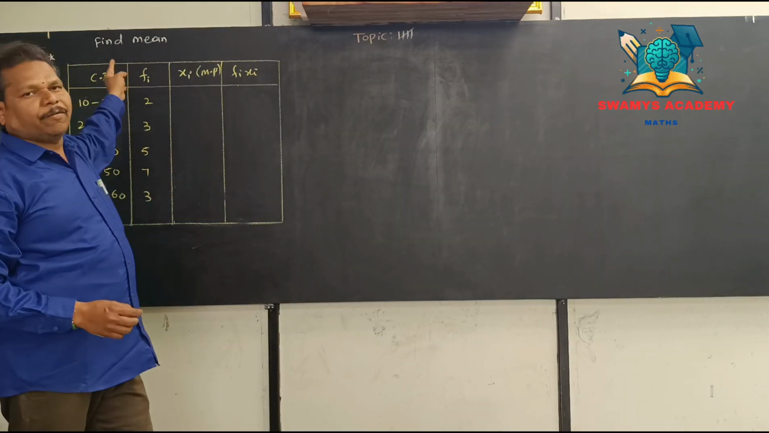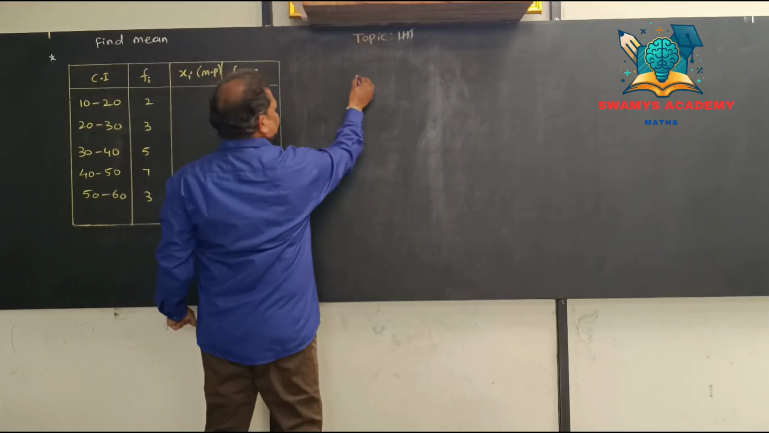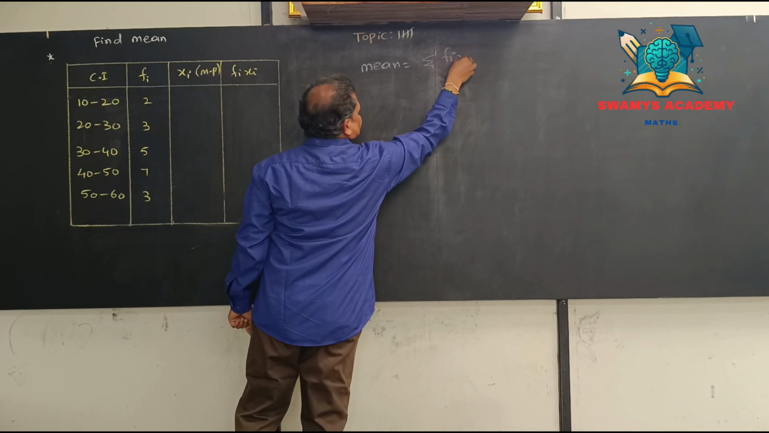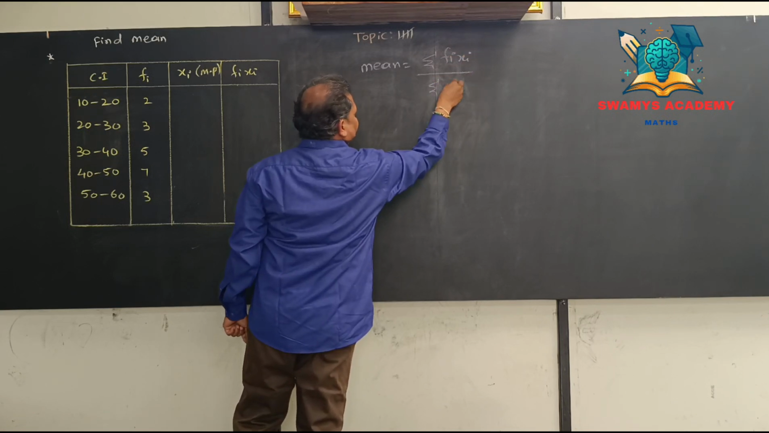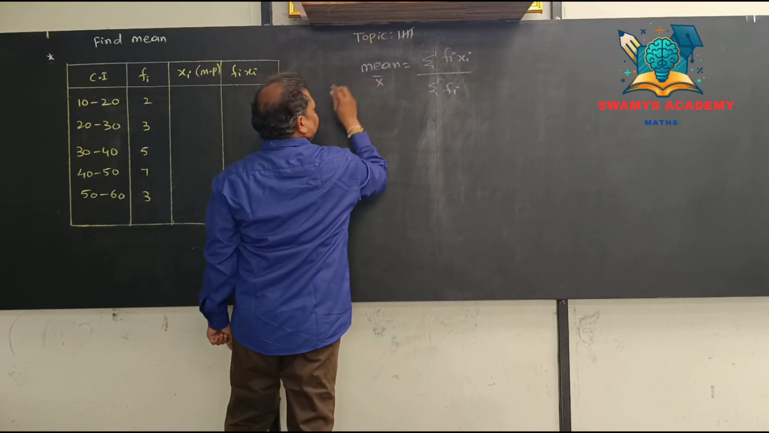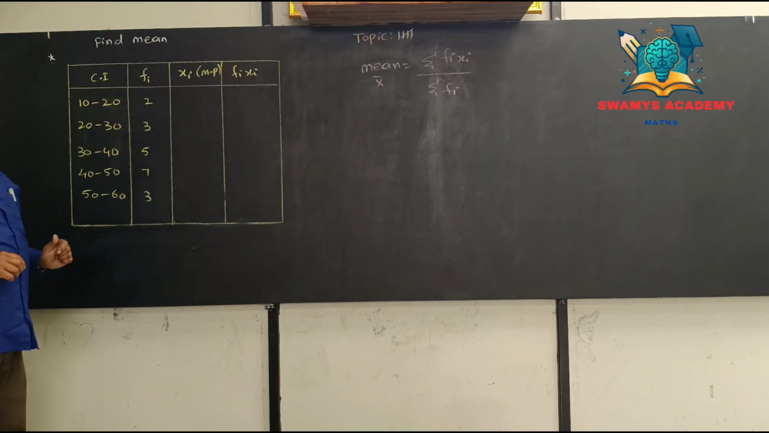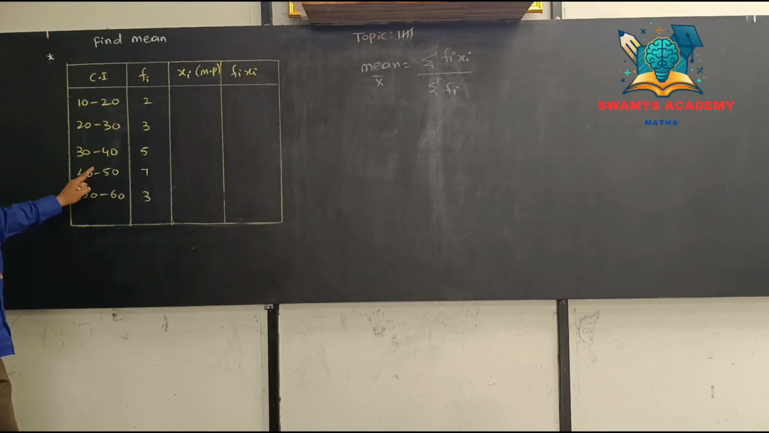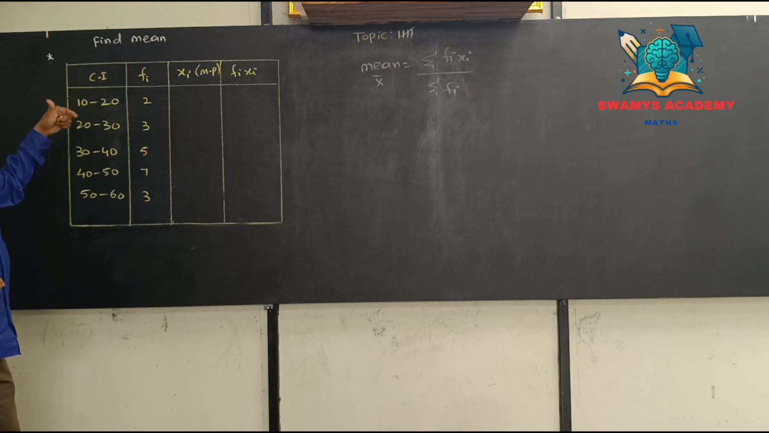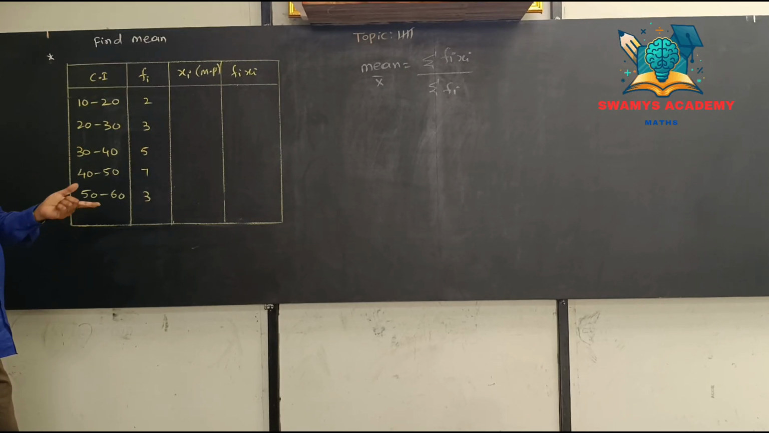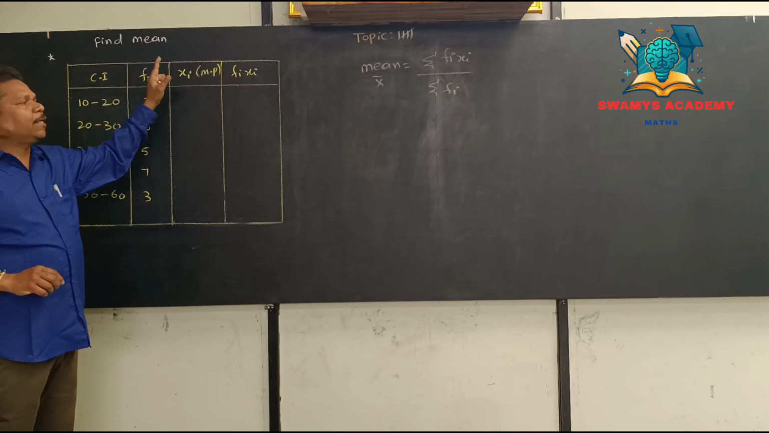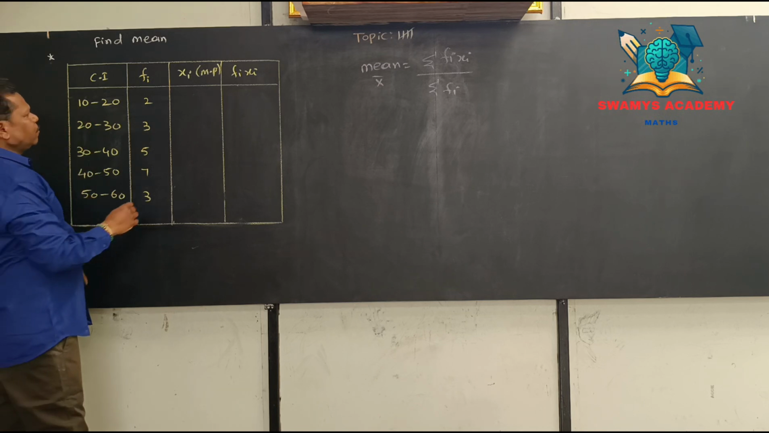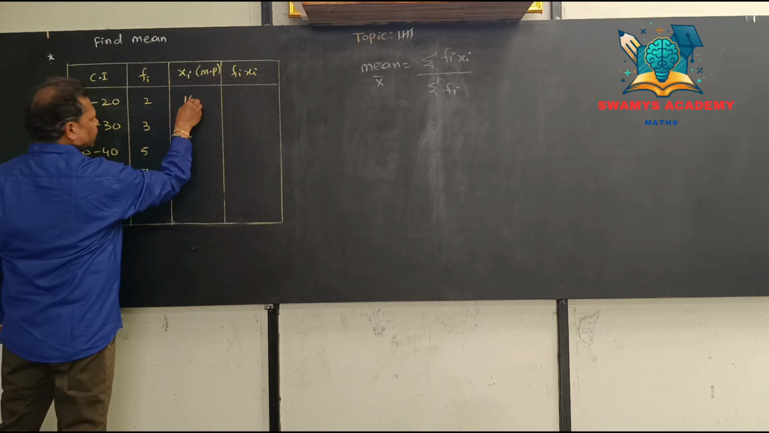Another example, we need to find the mean. So the mean formula is sigma fi xi by sigma fi, that is x bar. X bar equals sigma fi xi by sigma fi. The class intervals are 10 to 20, 20 to 30, 30 to 40, 40 to 50, 50 to 60, with frequencies 2, 3, 5, 7, 3. What do we need to find? Xi, the midpoint of the class interval. So 10 plus 20, 30 by 2, will be 15.